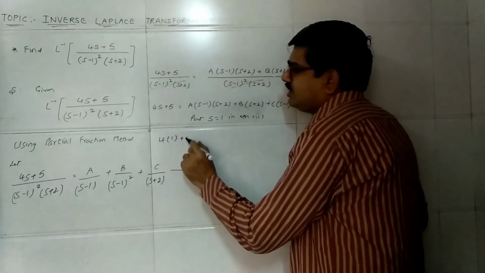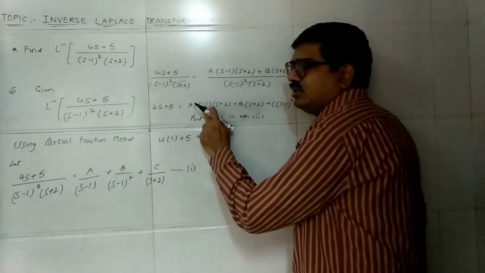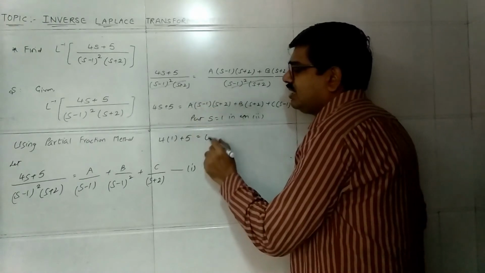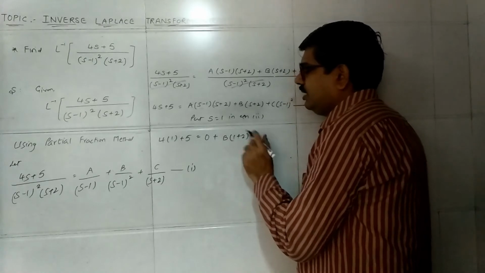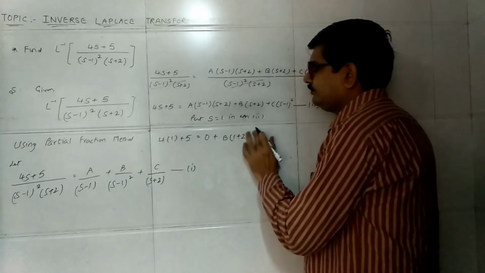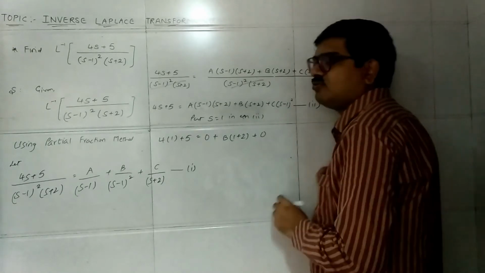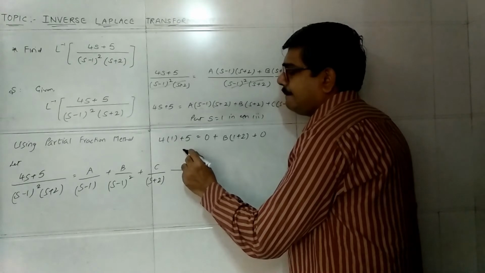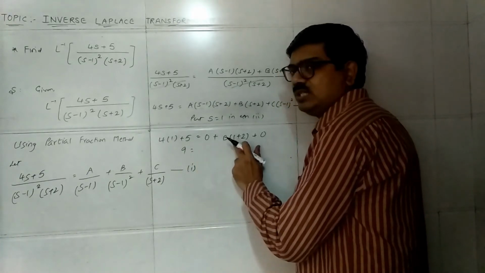4 into 1 plus 5 is equal to, now if you put s is equal to 1, 1 minus 1 will become 0. This entire thing will become 0. Plus b into 1 plus 2. Again here also plus. If you put s value 1, 1 minus 1 is 0. So this will become 0. 4 into 1 is 4. 4 plus 5 is 9. 9 is equal to b into 1 plus 2 is 3. 3b.